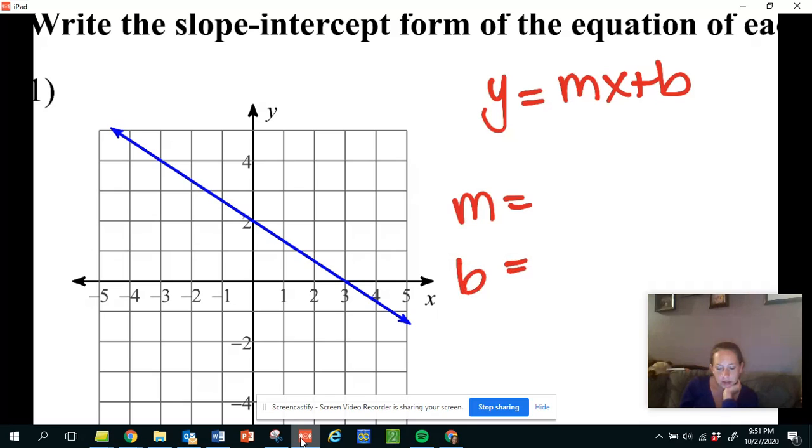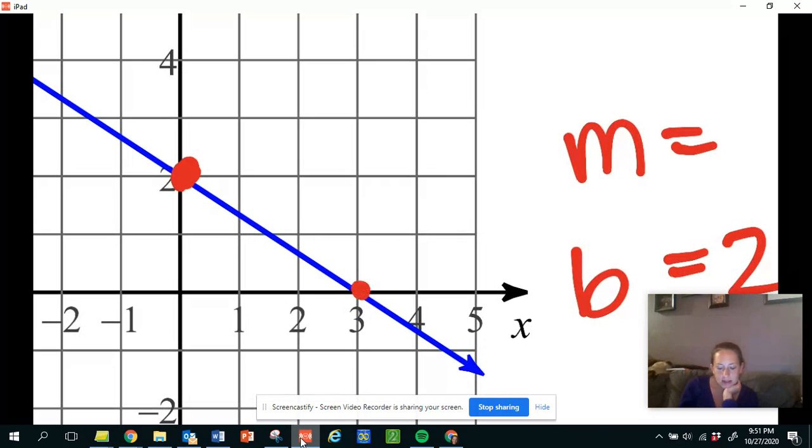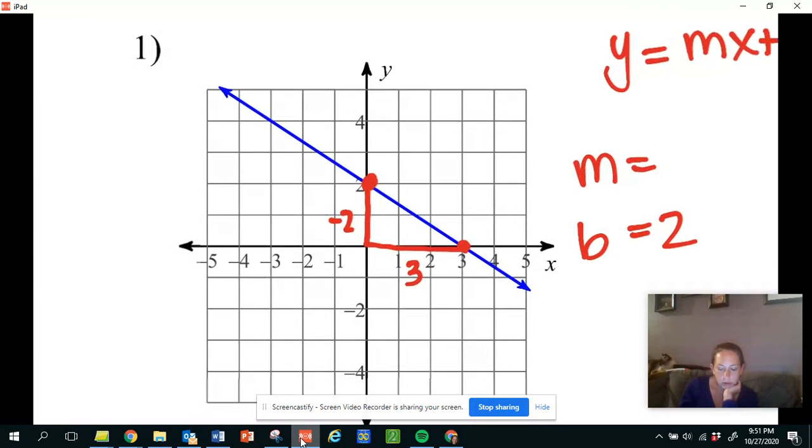So to write the equation, I need m and b. B is my y-intercept, so that's where it touches the y. And m is rise over run. So I have to find another point that hits exactly on the corner of the box, and then I need to figure out how many spaces I went in each direction. So in this case, I went down 2 and right 3. So my slope is negative 2/3.